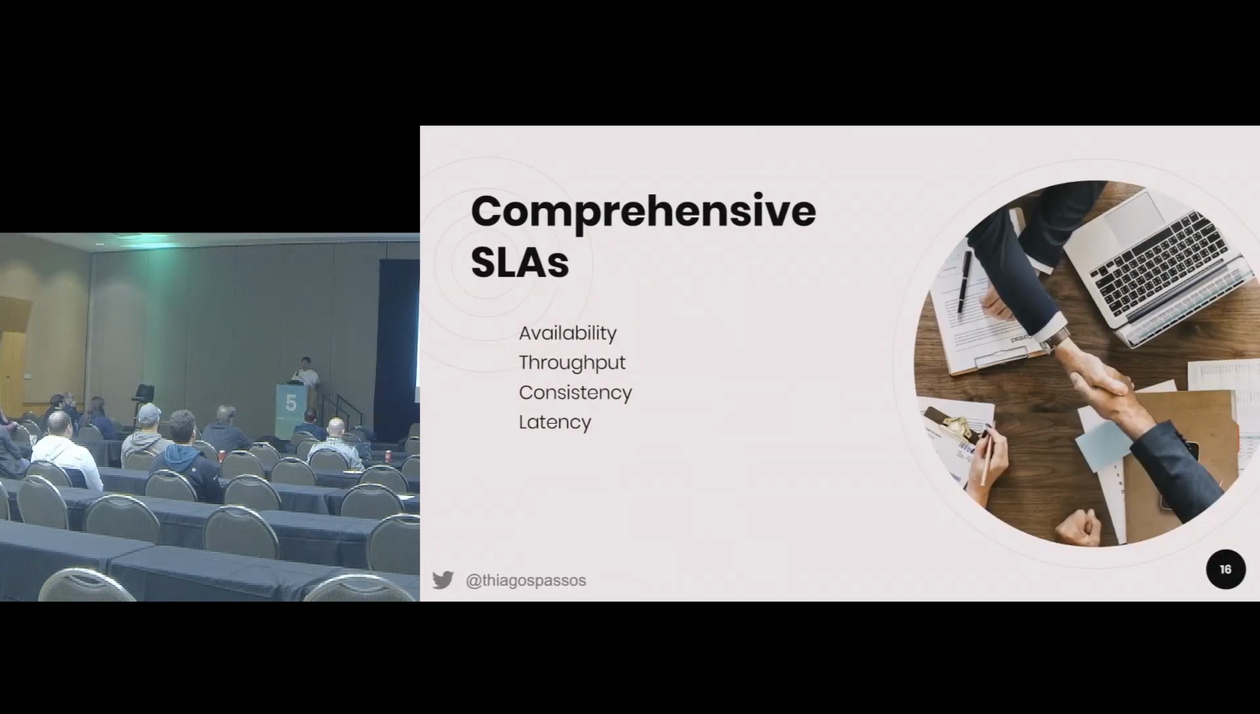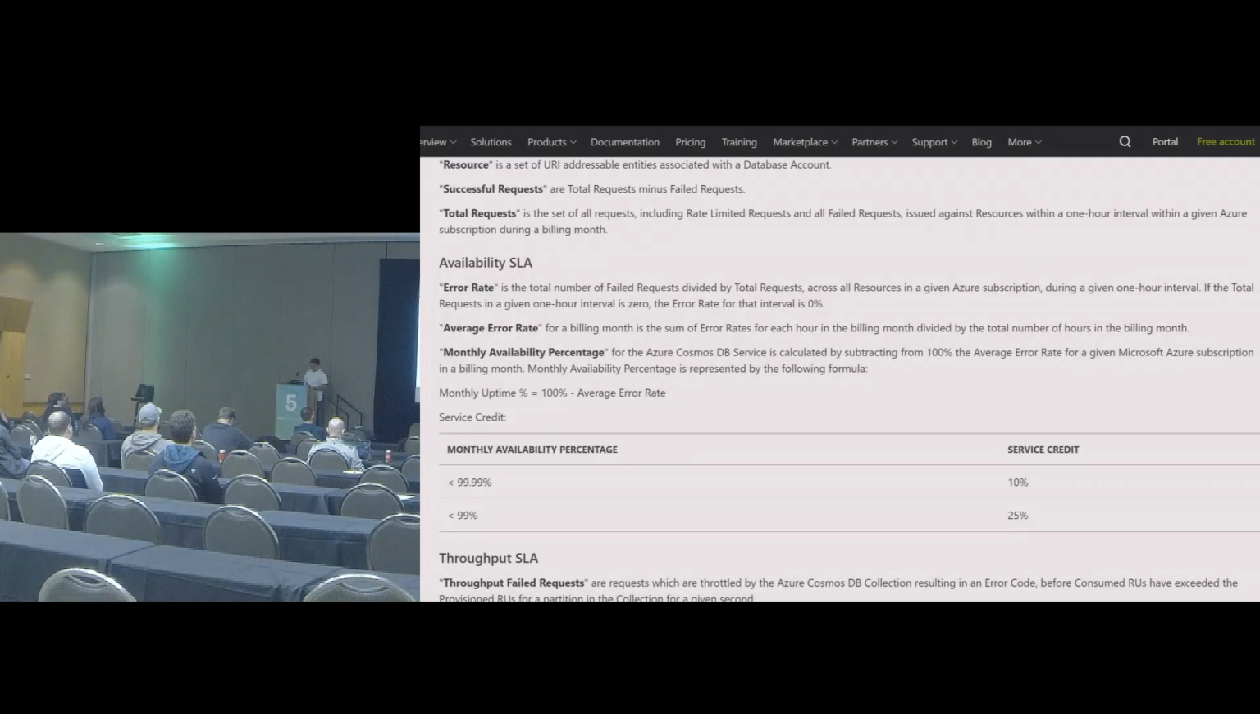All right, so let's talk about the comprehensive SLA that Cosmos DB provides. They have these 4 agreements with availability, throughput, consistency, and latency, which is pretty much just the contract. And Azure says that if they don't deliver 99.99% of all of that, they're going to give you 10% back. If they don't achieve 99%, they're going to give you 25% back, which is pretty great, isn't it? So it's ensuring that they're going to deliver what they're saying they're going to deliver, otherwise they're going to pay you back.